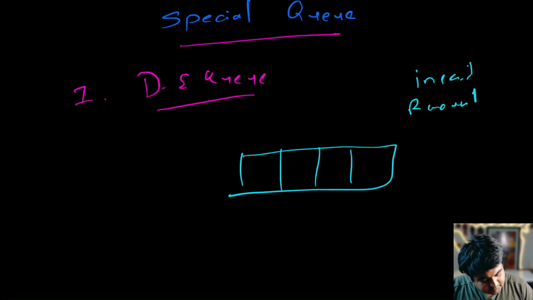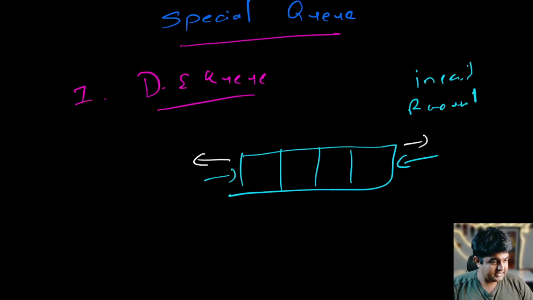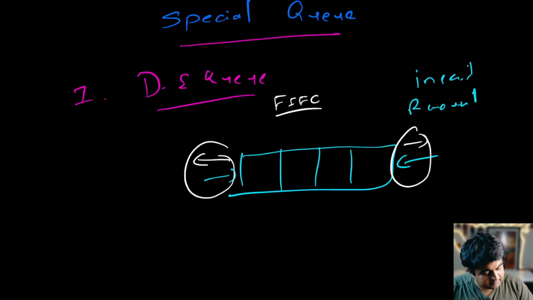So in simple terms, we can insert from both the ends, and if we have to remove elements, we can also do it from both the ends. Now in a typical queue, we simply follow the FIFO principle, but in a DQ or double-ended queue, we can do it in both the places.